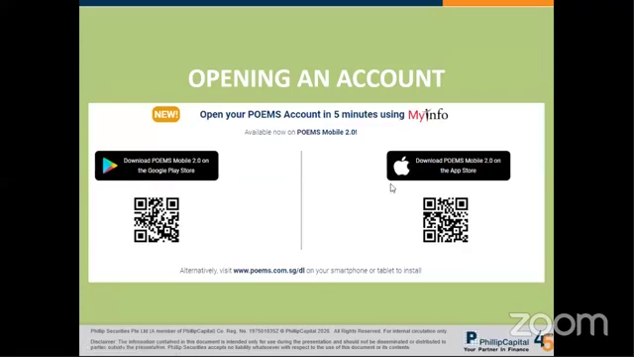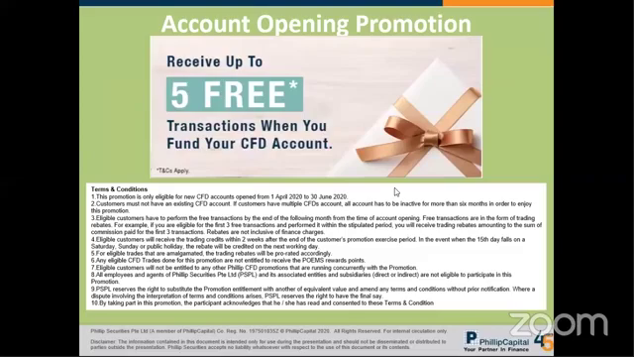So to open an account is very easy. If you have Buoyant 2.0, you can just use the mobile app to log in with MyInfo. You can open an account in around 5 minutes. Then there's also some promotion for people who open CFD recently, for example, account opening promotion. This promotion will start from 1st April until 30th of June. So you'll receive 5 free trades when you fund your account. For more information, you can visit the Phillip CFD website.